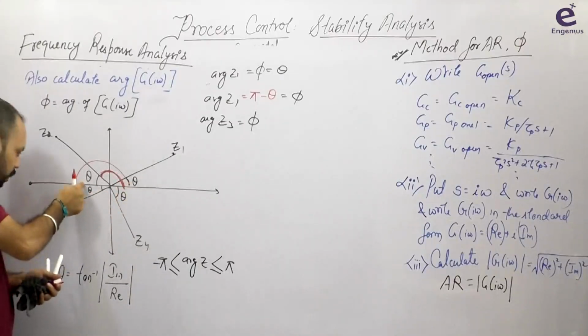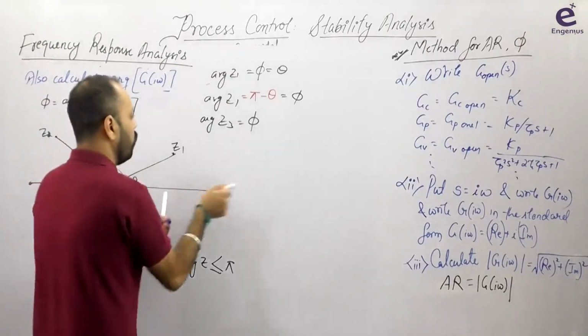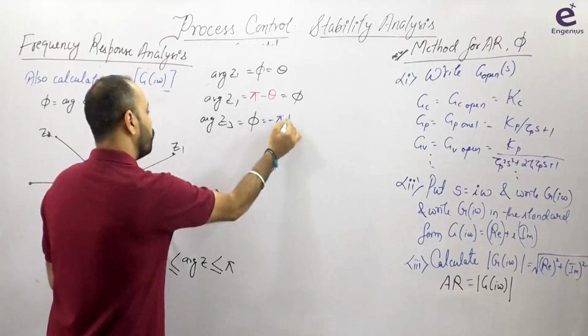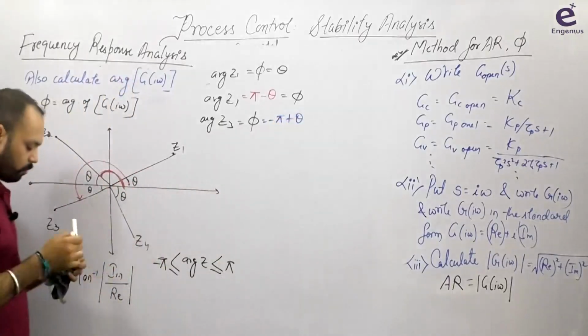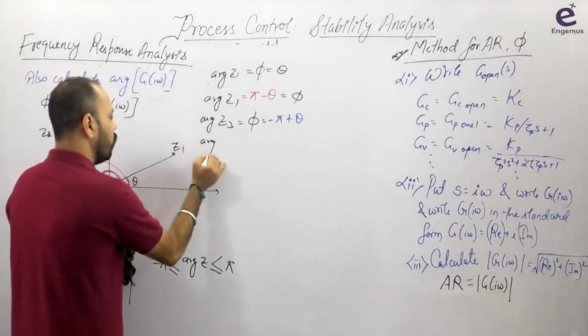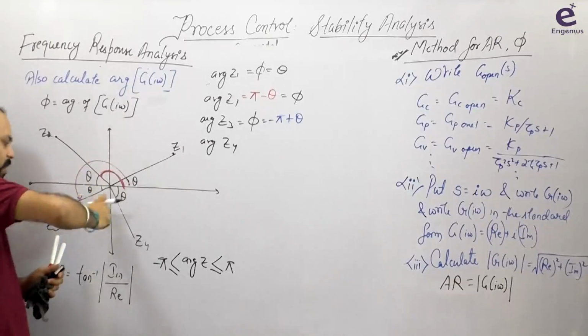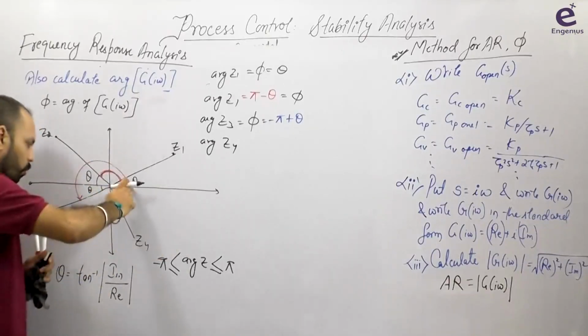Minus pi, then plus theta, minus pi plus theta. It's all about the directions, so it is equal to minus pi plus theta. Similarly, argument of Z4: in Z4 also I can't report this entire angle, it will be more than pi, so I'll report this angle.